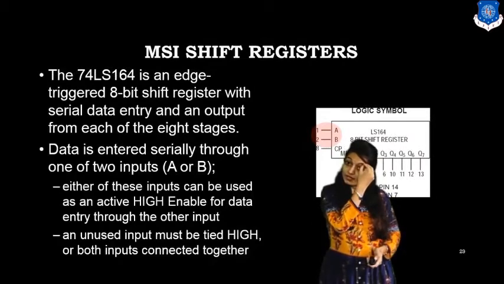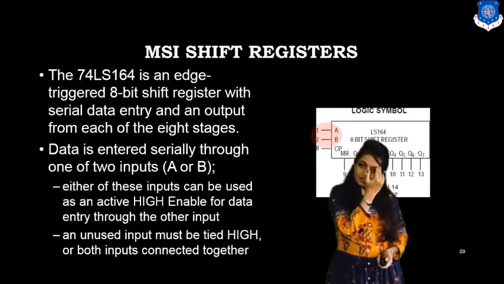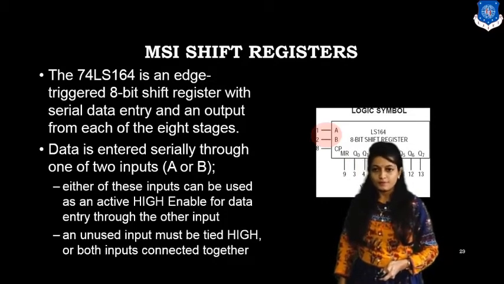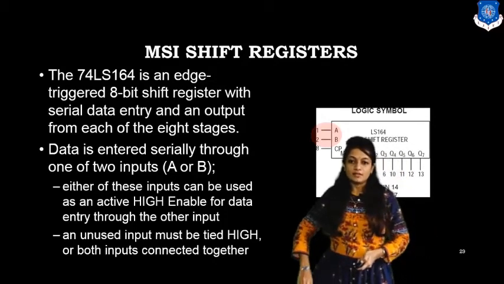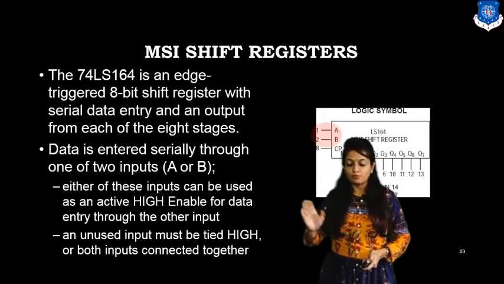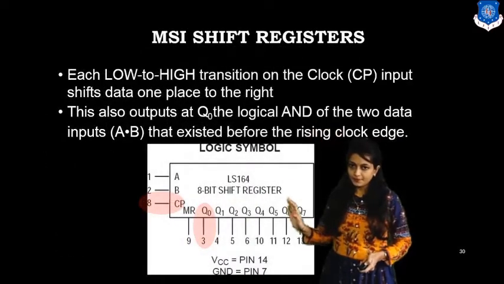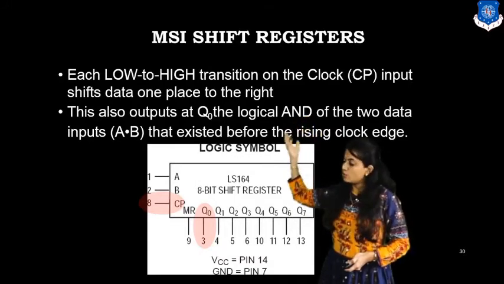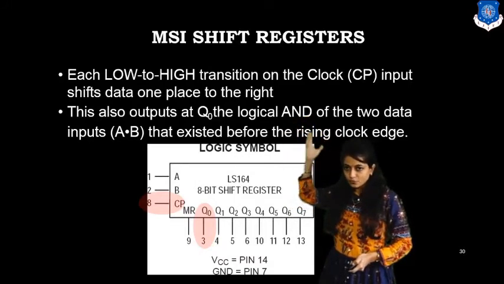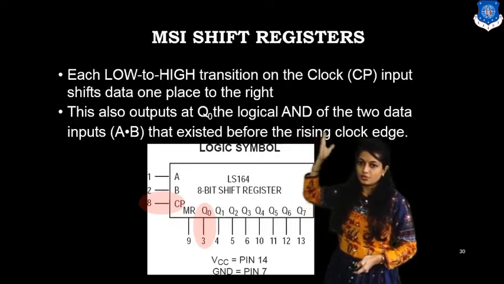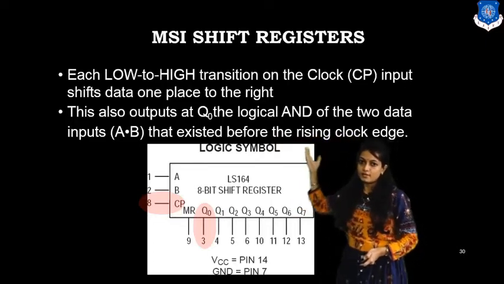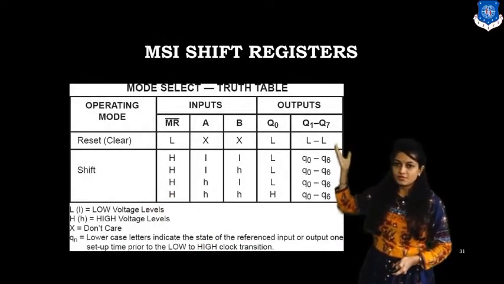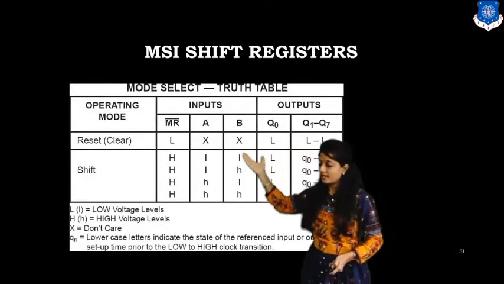Right, so it is an edge-triggered 8-bit shift register with serial data input and parallel data output. Data is inserted serially through either one of the two inputs, A or B. Each low to high transition of the clock pulse shifts the data by one position, so the data input must be set up before the rising clock edge. The MSI shift register has the operating modes reset and shift.